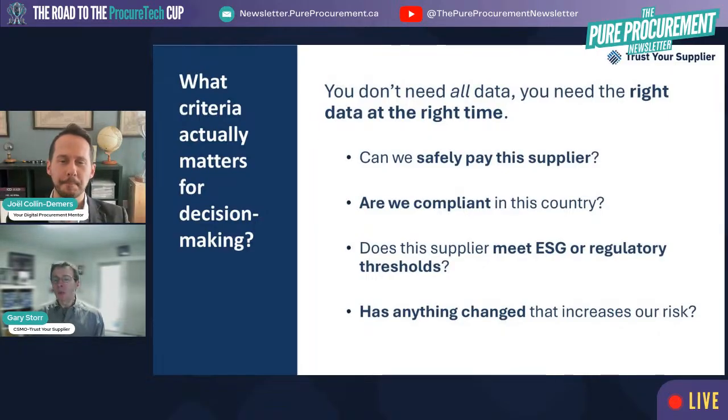And then what else has changed that increases our risk, that's going to make us look at the supplier based on those characteristics? And what data do I need to look at? And do I have that data? And if I don't have it, how do I go get it? And is it reputable? So all of those things are really important as you drive decisions.